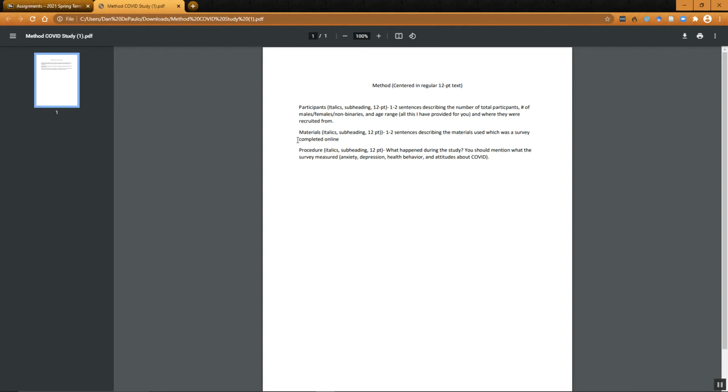So, one or two sentences about how the survey was completed online and the rough time estimate, 20 or 30 minutes that it took to complete it. Now, in the procedure, once again, very basic. So, it's going to be italics, 12 point font, and then start on the line below the word procedure. And you're going to talk about what happened during the study.